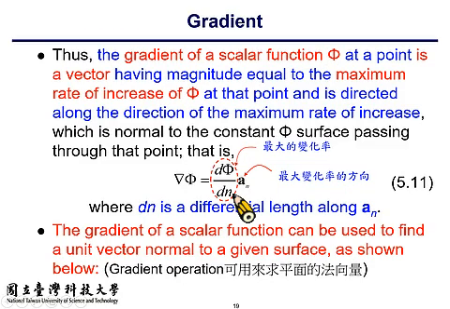Okay, so the gradient of a scalar function phi at a point is a vector having magnitude equal to the maximum rate of increase of phi at that point, and it is directly along the direction of the maximum rate of change.